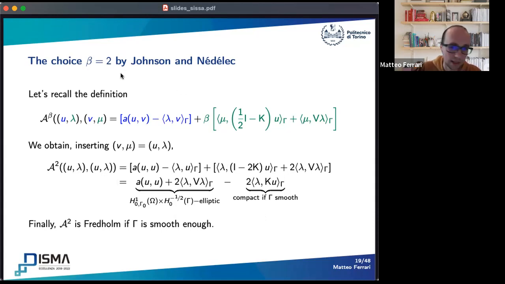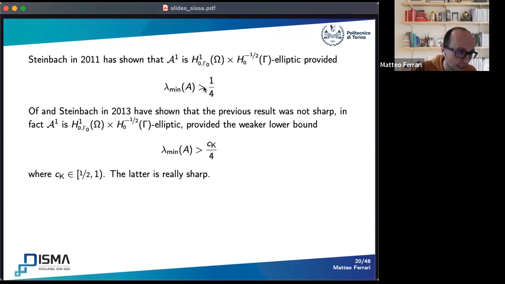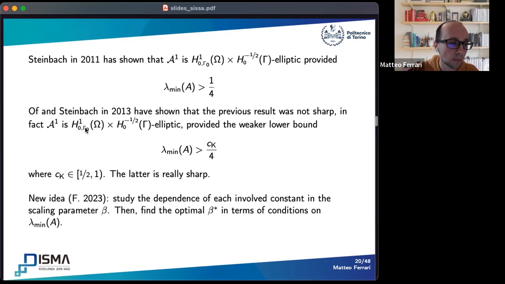But they decided to take beta equal to 2. Maybe there is a better beta. And in fact, the result of Steinbach was with beta equal to 1. He simply considered the sum of the 2 equations, this bilinear form, and he proved that this bilinear form is not Fredholm, but directly elliptic, if the minimal eigenvalue of A is bigger than 1/4. And the result by Of Steinbach was simply the sharper version of this, again for A equal to 1. They considered again the sum of the 2 equations, and they included in this estimate this CK. And this is now very sharp. They have some numerical examples in which they show that if this minimal eigenvalue is smaller than this quantity, then this bilinear form is not elliptic anymore. So this is very sharp for A equal to 1. And the question is, Johnson-Nédélec decided for beta equal to 2, Steinbach and Of for beta equal to 1, but maybe there is a better beta.